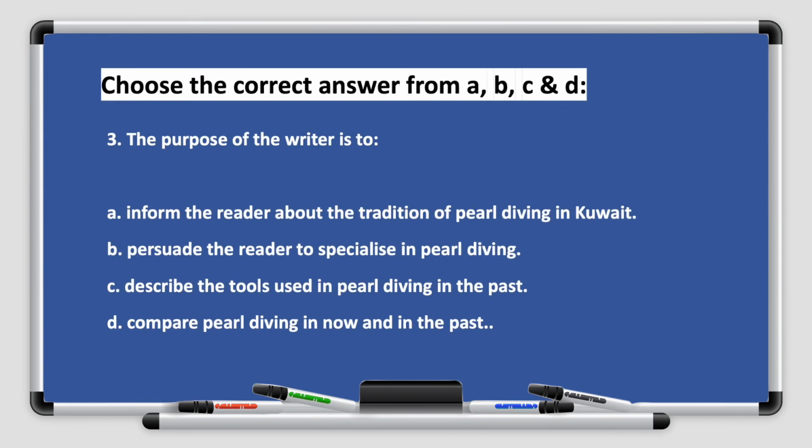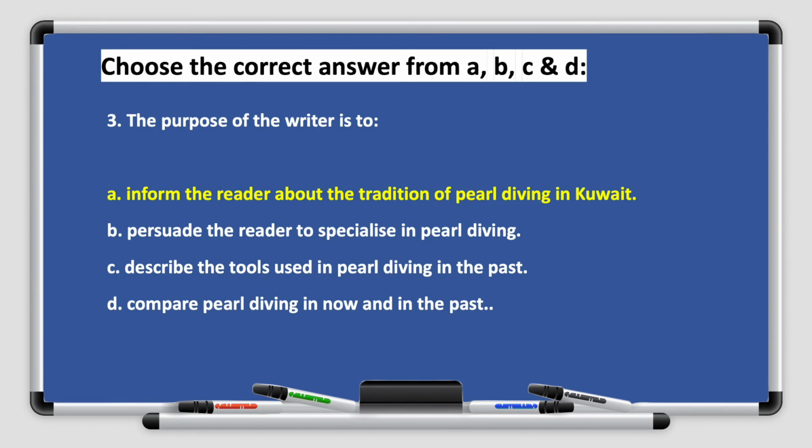Now let's read the options. A. Inform the reader about the tradition of pearl diving in Kuwait. B. Persuade the reader to specialize in pearl diving. C. Describe the tools used in pearl diving in the past. D. Compare pearl diving now and in the past. What do you think the correct option is? The correct answer is A. Inform the reader about the tradition of pearl diving in Kuwait.